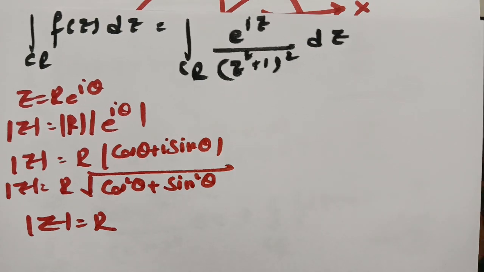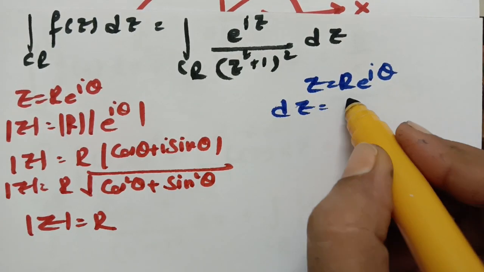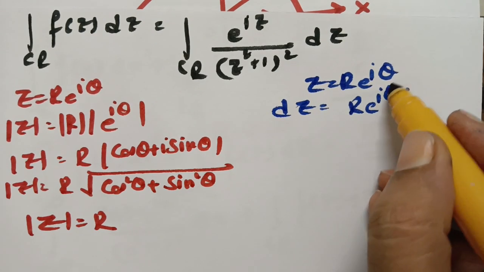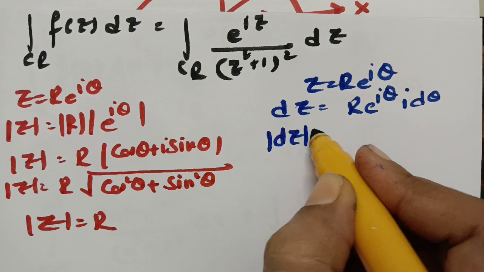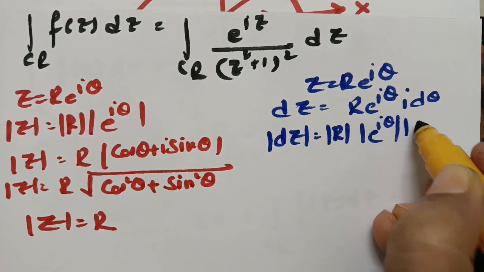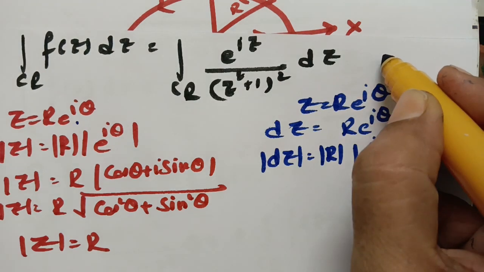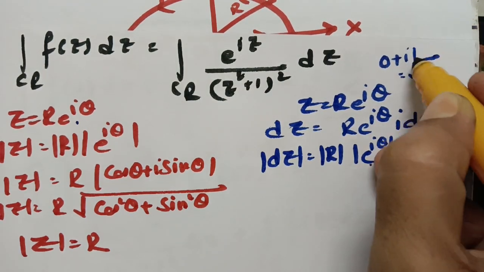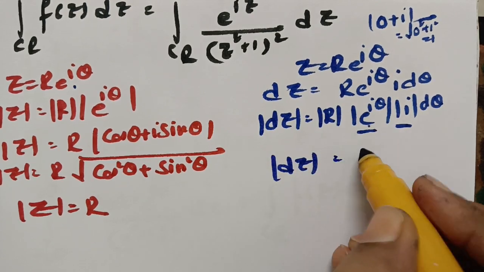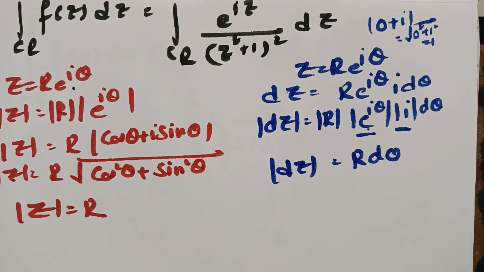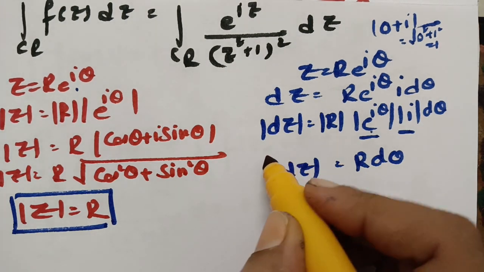The next thing is again the same substitution: z is equal to r into e power i theta. So the derivative is dz is equal to r into e power i theta, and for theta the derivative is i, into d theta. If I apply the modulus, this will be mod r, mod e power i theta, mod i, d theta. As you know, the modulus of e power i theta is 1, and mod i can be written as 0 plus i, which is root over 0 square plus 1 square, equal to 1. So these two values are 1. Therefore mod dz is equal to r into d theta. After getting these two values, we have r in place of z and r into d theta in place of dz.